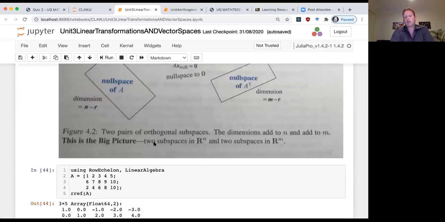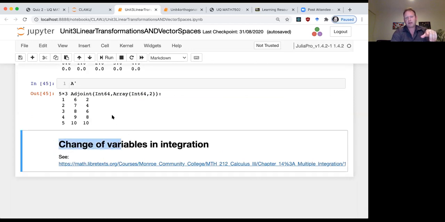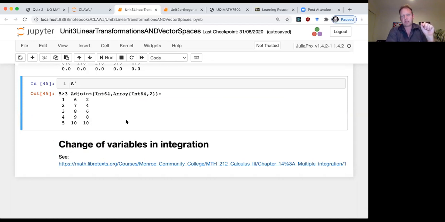I'm spending more time on this now than I did last week. This last thing, change of variable of integration, is not in the quiz, and I might do it after the quiz lecture. We'll see how far I get with least squares data fitting today. But it's still something I'd like you to see, and you should see as part of this course.